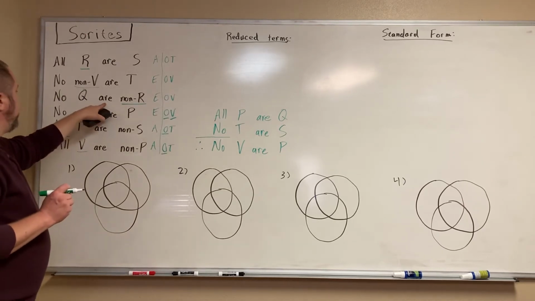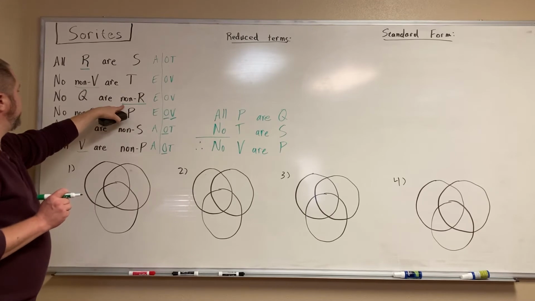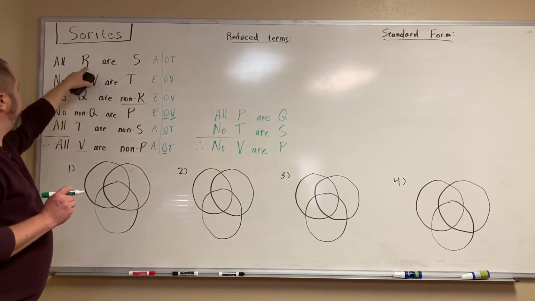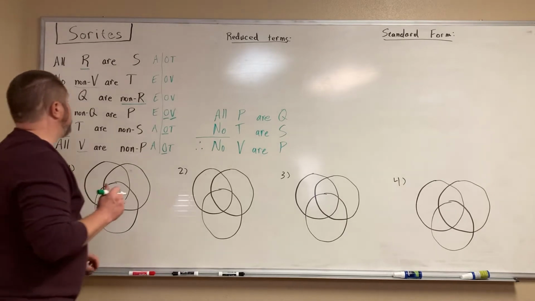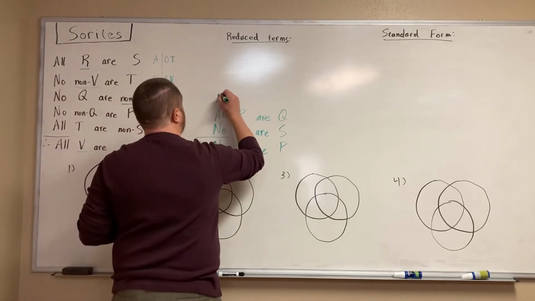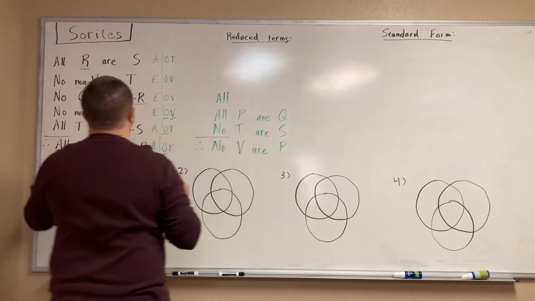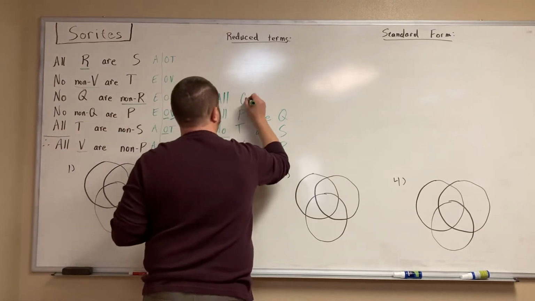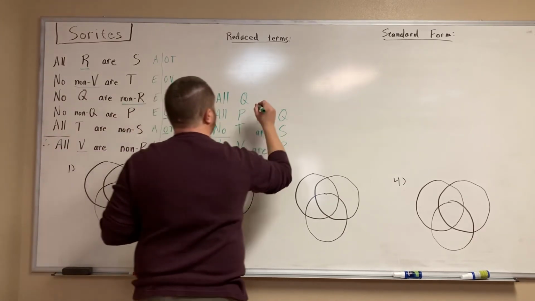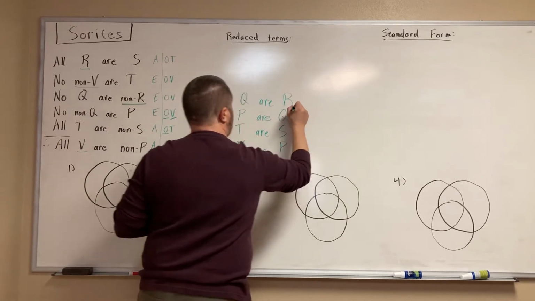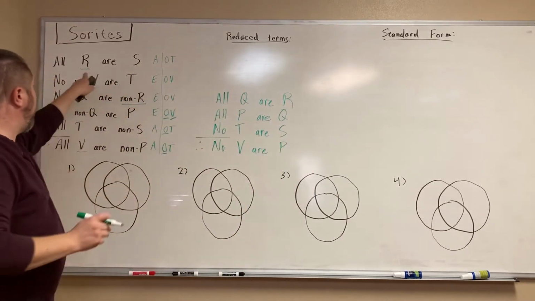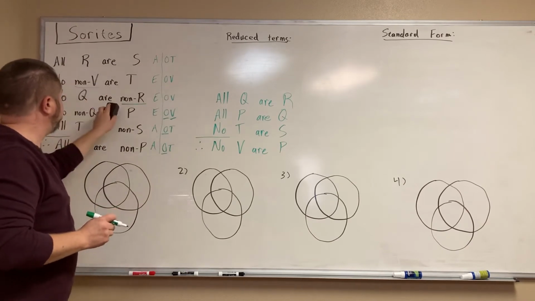This one we can look at now, and it's just this term that we want to reduce, the non-R and R. So we can do obversion on that to change this, just the predicate. So we change the quality. First term stays the same. Complement the predicate, which is R. So now we have R that we're going to want up here.